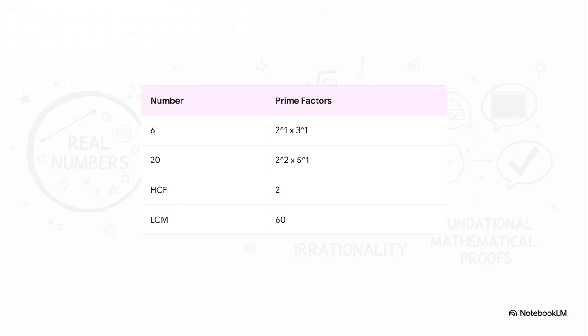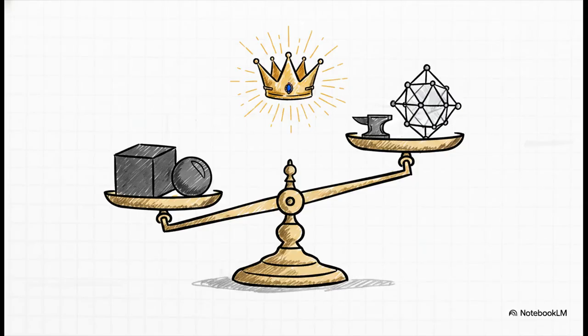For the LCM, we take the highest powers of all the primes present across both numbers. That's 2 squared times 3 to the power of 1 times 5 to the power of 1. Multiply those all together and you easily yield an LCM of 60. Literally no guesswork required. And we can even verify this with an incredibly useful shortcut, a sort of golden rule. The product of the HCF and LCM will always equal the product of the two original numbers.